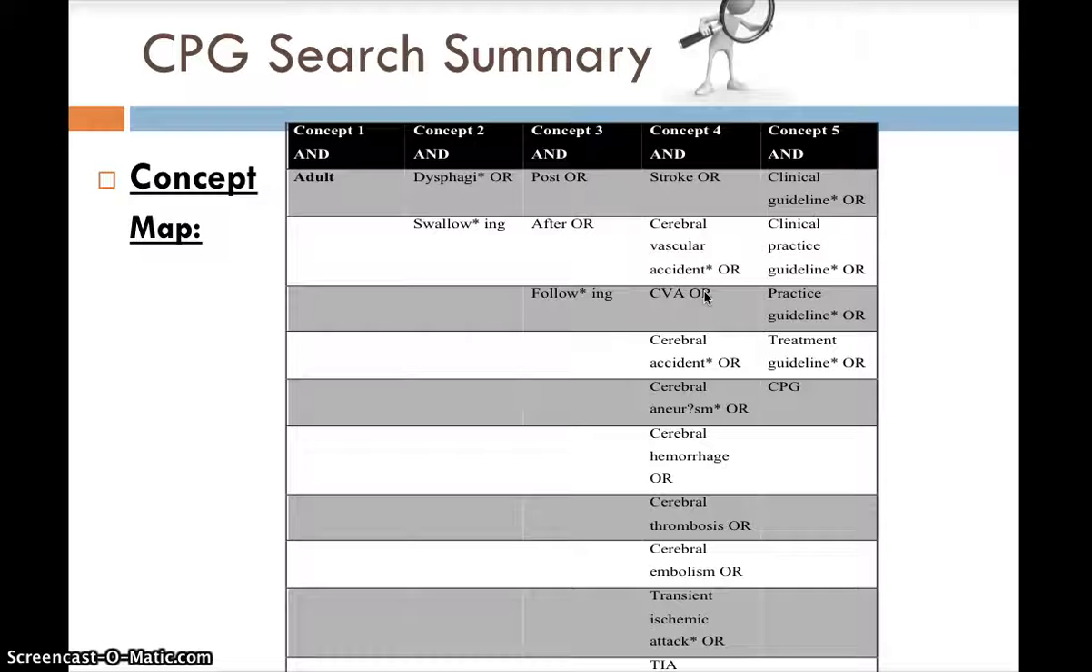We then collated different search terms to develop a concept map that would help our searches be more refined while remaining comprehensive. The terms included synonyms of our defined population, adults with dysphagia post-stroke, and clinical practice guidelines in relation to this population. After completing the concept map, we began searching.